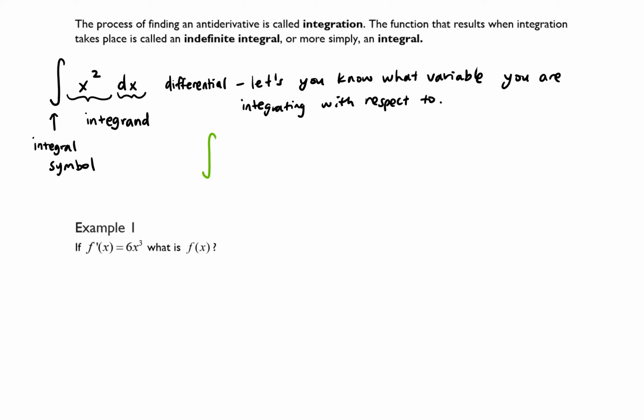So again, to recap, we would say we are taking the integral of x squared dx, and we would write that this is equal to x cubed over 3 plus c, because we need that constant of integration. So example 1 says, if f prime of x equals 6x cubed, what is f of x? So then f of x would equal, we want to increase the power by 1, and then divide by that new power. And we also don't want to forget our constant of integration.